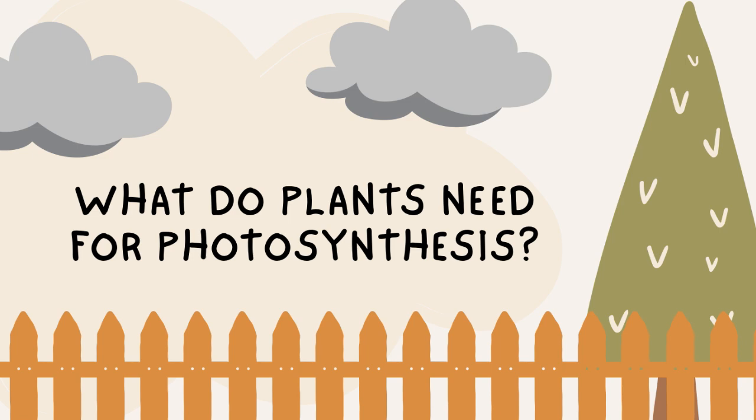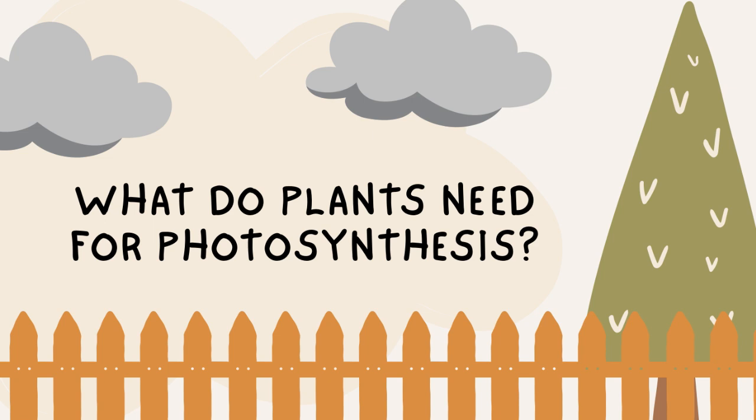Next, plants need carbon dioxide, which they take in from the air through tiny openings called stomata on their leaves. This carbon dioxide is a key raw material that combines with water to produce glucose, a type of sugar that serves as food for the plant.